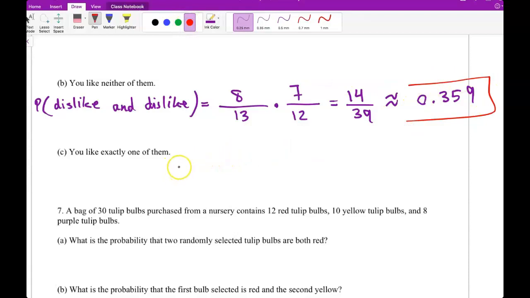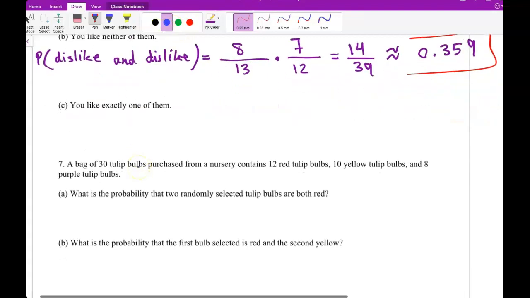Okay, so that is the answer for part B. No, part C. You like exactly one of them. So here what we're gonna have is that you like exactly one.